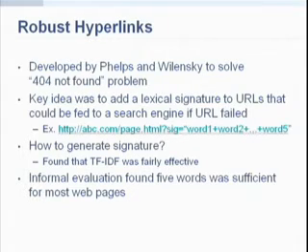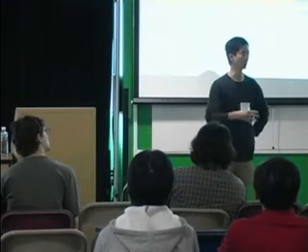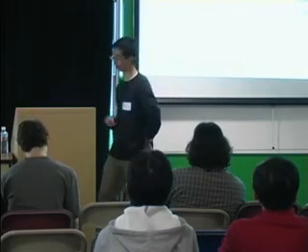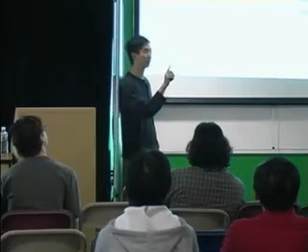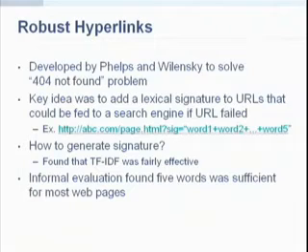What they were trying to do was develop a way of having robust hyperlinks that would survive 404 not found problems. The basic idea is, you click on a link and then it takes you to page not found. That's sort of annoying. So they were trying to see, can we solve this problem once and for all? Their idea was pretty simple, but it seemed to work pretty well: what if you added a small lexical signature to URLs, and if the actual URL fails, then you feed that lexical signature into a search engine, and that search engine would probably lead you back to the page you were looking for, or a highly related page.